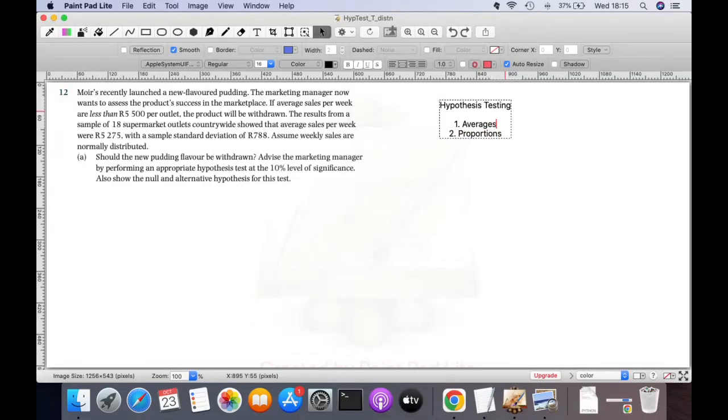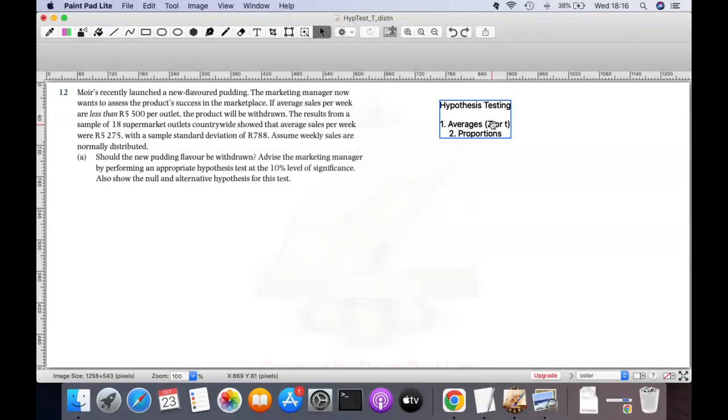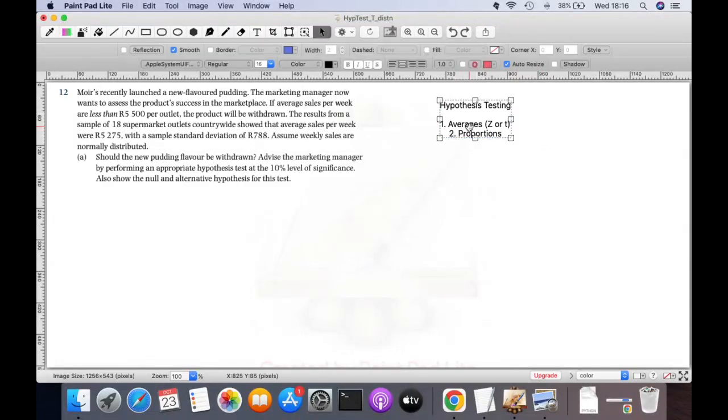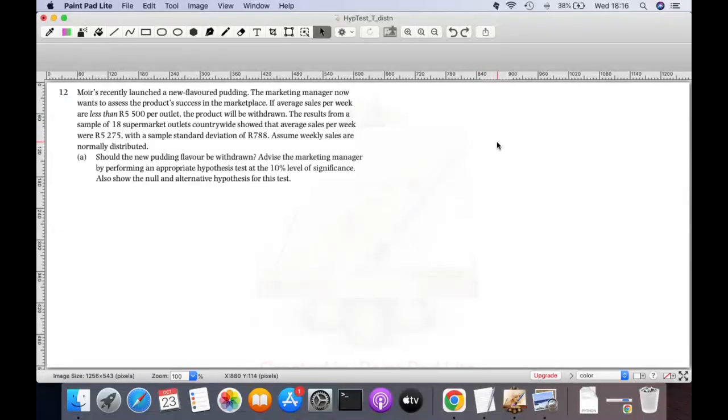Okay. Now for averages, it can either be the Z table, in other words the normal distribution, or the T distribution. Now I've only covered Z. I haven't shown you how to use the T distribution. And that's what I'm going to finish off today. All right, so that's where we are at the moment.